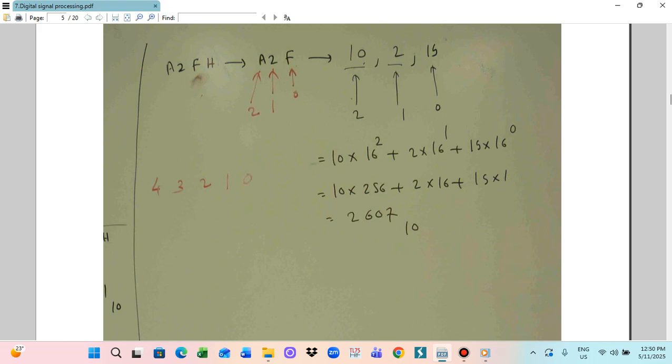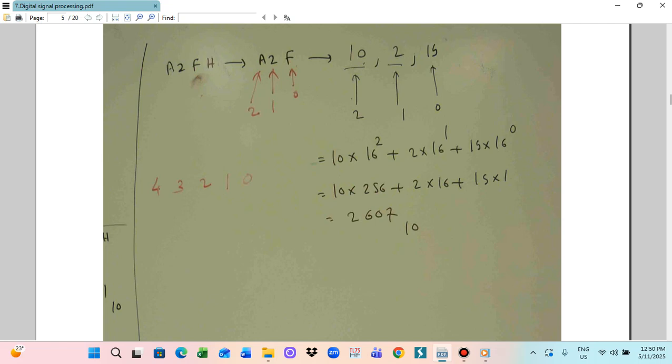And after that, 10 is at location 2, so 10 multiply 16 power 2. 2 at location 1, so 2 multiply 16 power 1. 15 at location 0, 15 multiply 16 power 0. So this is 10 multiply 256 plus 2 multiply 16 plus 15 multiply 1. By solving this one, you get 2607 base 10.